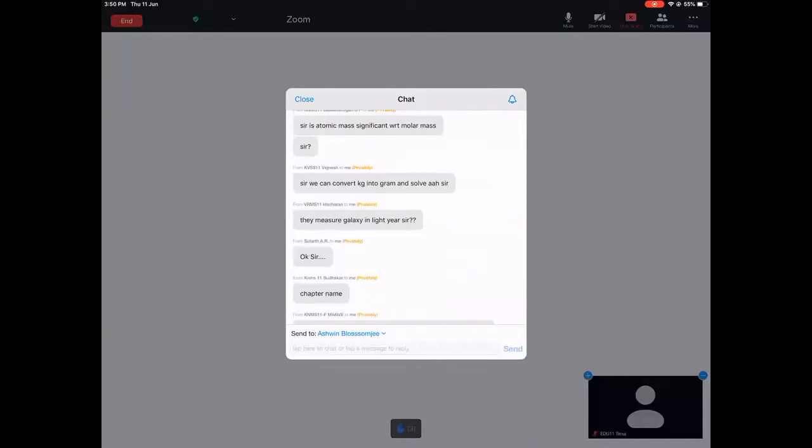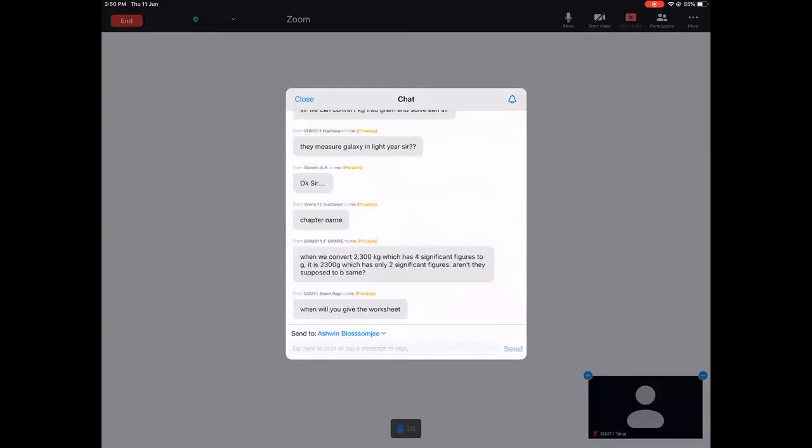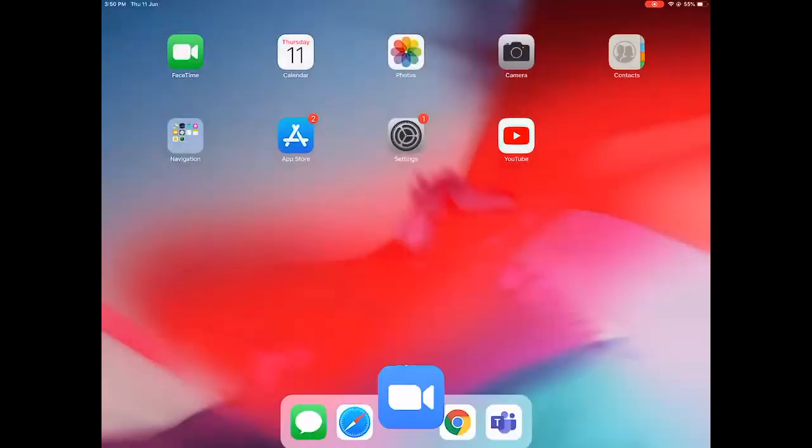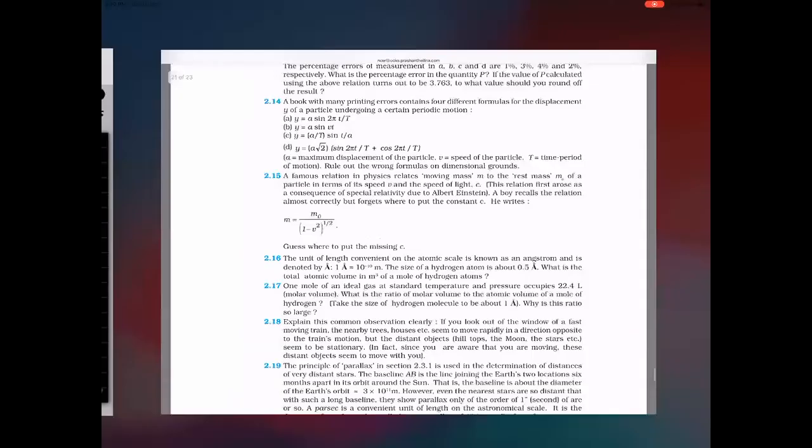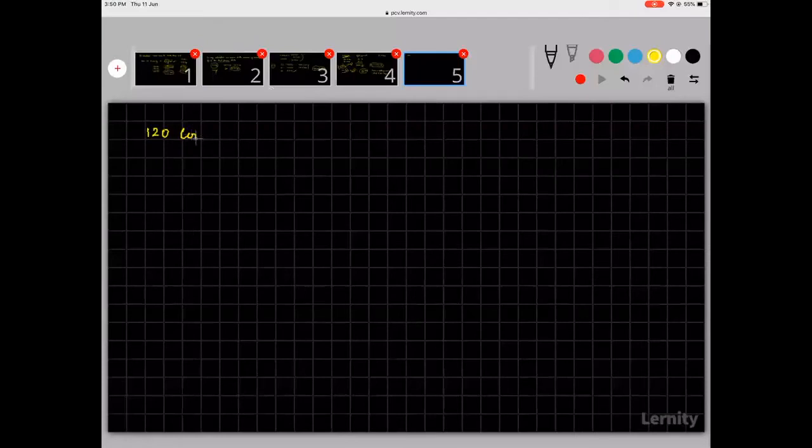I am asking you, my dear friends, what do you think is the population of our country? Can somebody tell me what is the population? The worksheet you will get today. Can you tell me what is the population of our country? All that you can say is approximately 120 crores.